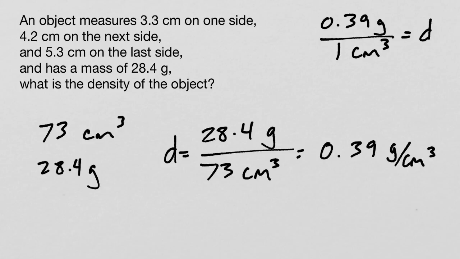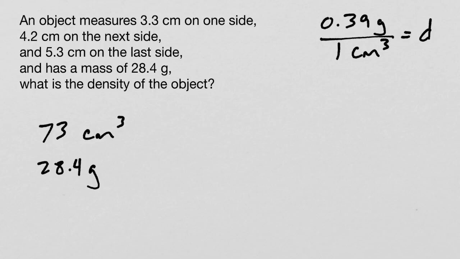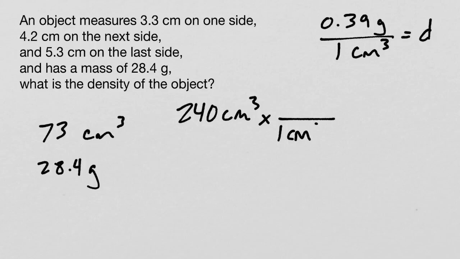If we wanted to figure out what the mass would be, and let's say we knew the volume was 240 centimeters cubed, and we wanted to know what the mass would be for an object of that volume, we could use the density. In this case, we could plug it in just as it looks in our density formula: centimeters cubed on the bottom so that the units cancel, 0.39 grams on top, and we would get our answer in grams. We'll calculate that in just a second.